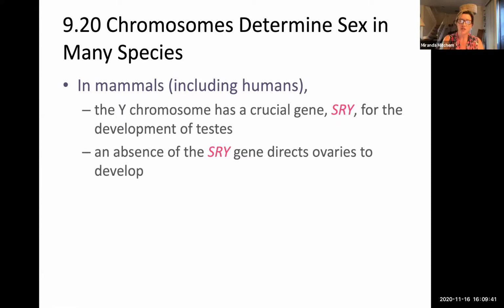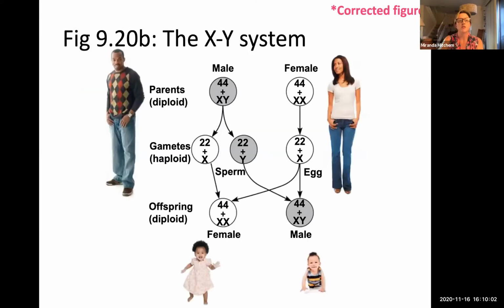So without the expression of the SRY gene, the developmental pathway goes towards the development of ovaries, which is what it's programmed to do unless this gene is expressed. And then it'll be associated with the development of testes. Okay, so let's run through this figure.